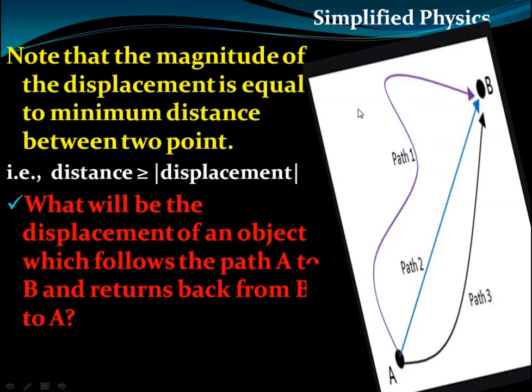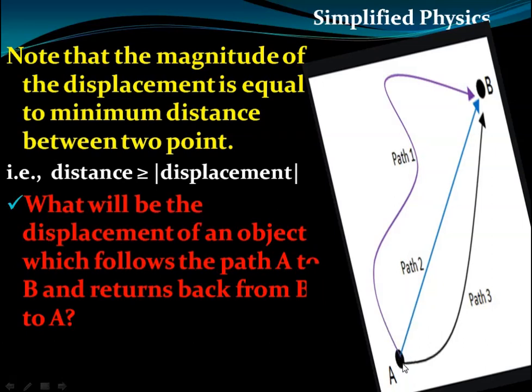Okay, let's see. Take the reference. Note that the magnitude of the displacement is equal to the magnitude of the minimum distance between the 2 points. That means distance will be equal to displacement in some cases, but in general may be greater.